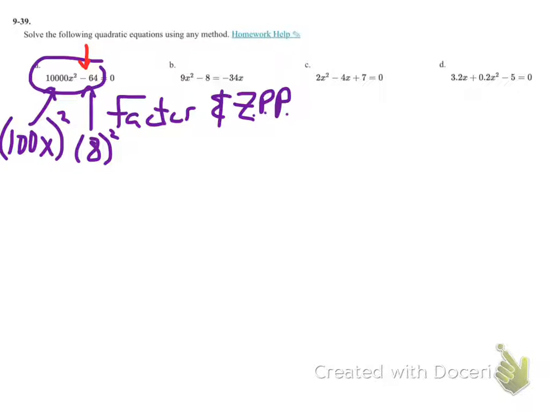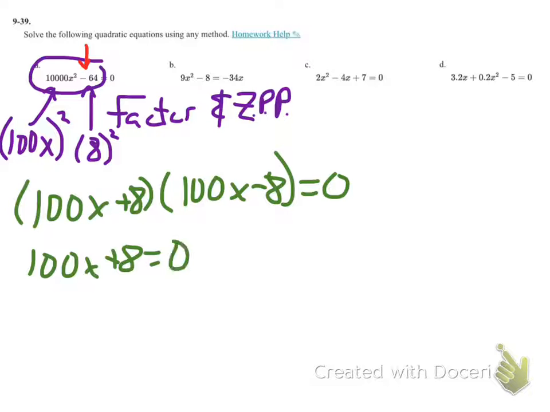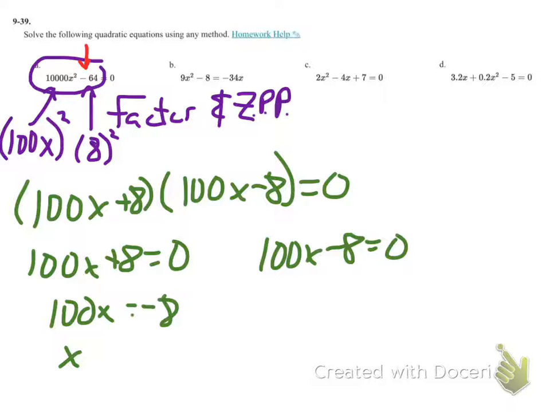So this will now factor into 100x plus 8 and 100x minus 8 equals 0. Now doing the zero product property, I take each factor and set it equal to 0. When I solve them, I get 100x equals negative 8, and then x equals negative 8 over 100. That's going to reduce down to negative 2/25.